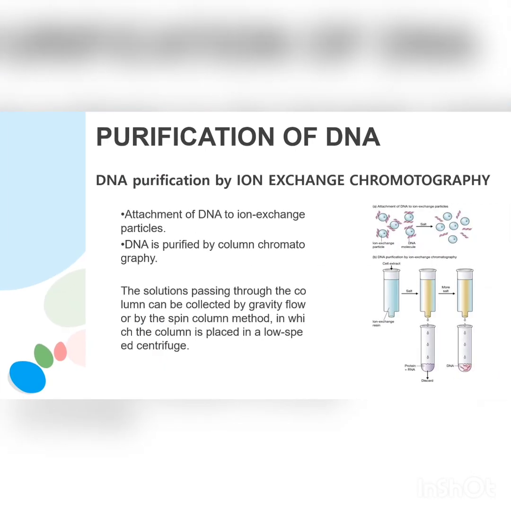As we've completed the protocol of isolation of DNA, now let's move on with the protocol of purification of DNA. Here, the DNA is purified with the help of ion exchange chromatography. Here, first the attachment of DNA to ion exchange particles takes place. Then, the DNA is purified with the help of column chromatography. The solutions passing through the column can be collected by gravity flow or by the spin column method, in which the column is placed in a slow speed centrifuge.